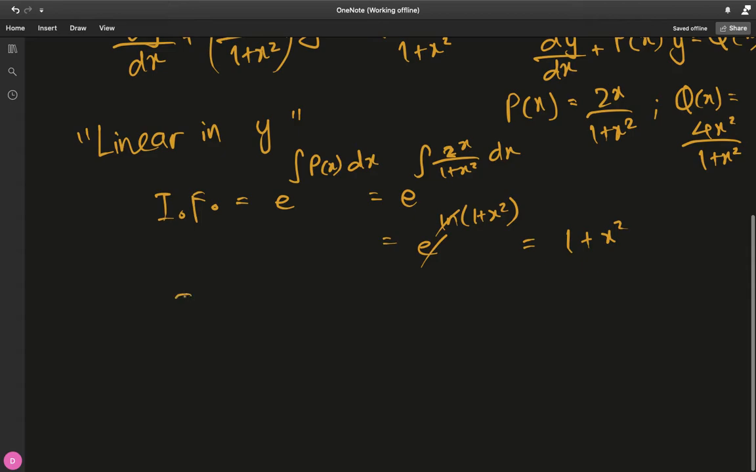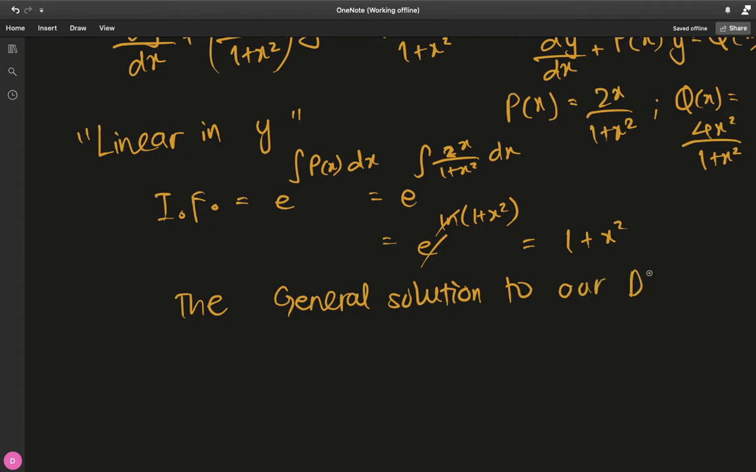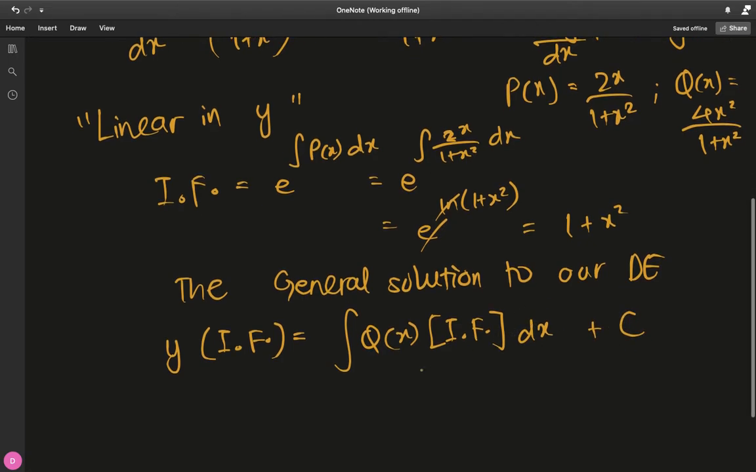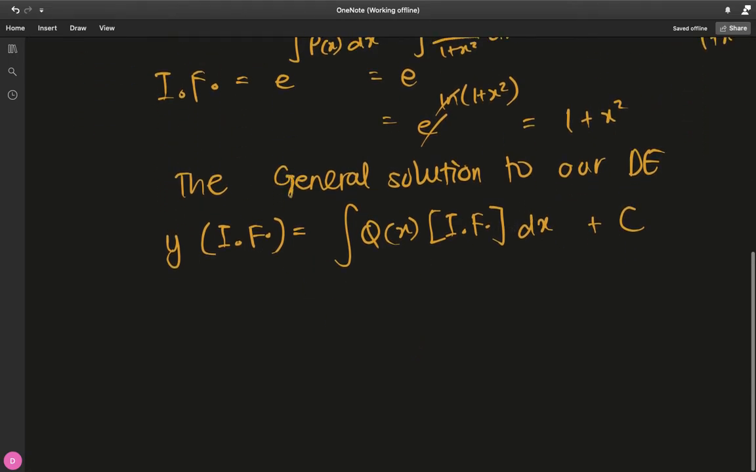Now, the general solution to our differential equation becomes y times the integrating factor is equal to the integral of q, which is a function of x, multiplied with the integrating factor, dx, and add a constant of integration c. That's the general solution to our differential equation.